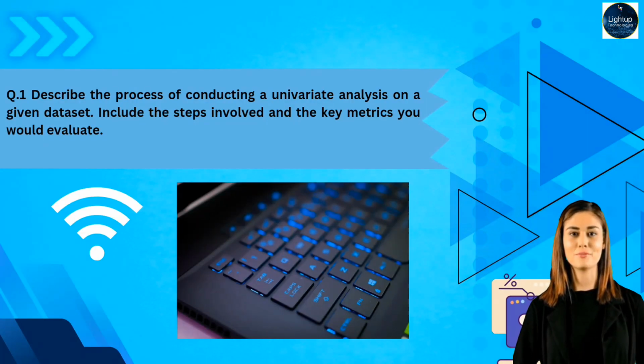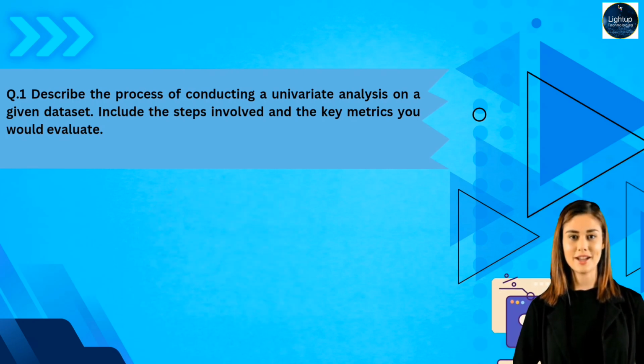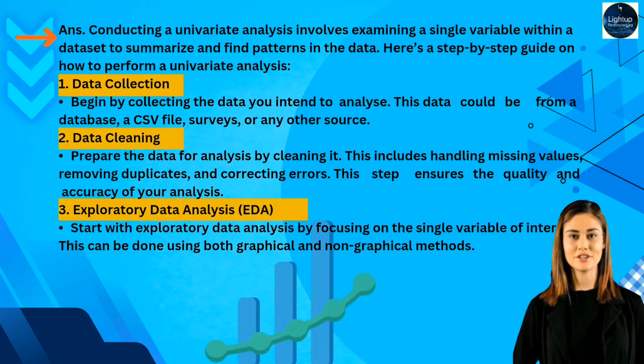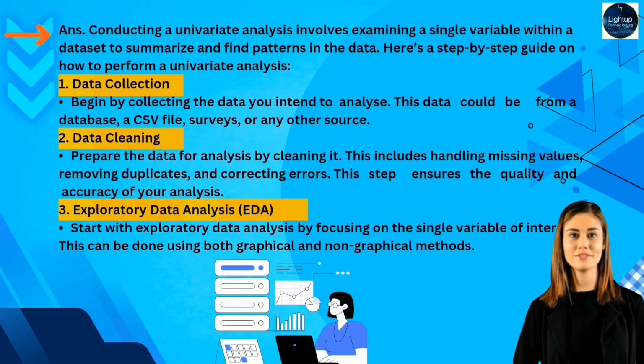Describe the process of conducting a univariate analysis on a given dataset. Include the steps involved and the key metrics you would evaluate. Conducting a univariate analysis involves examining a single variable within a dataset to summarize and find patterns in the data. Here's a step-by-step guide on how to perform a univariate analysis.